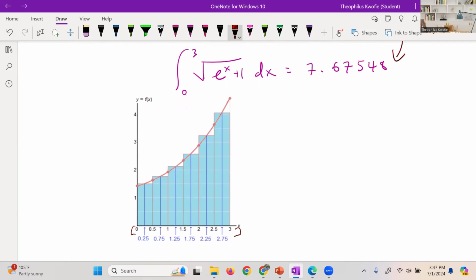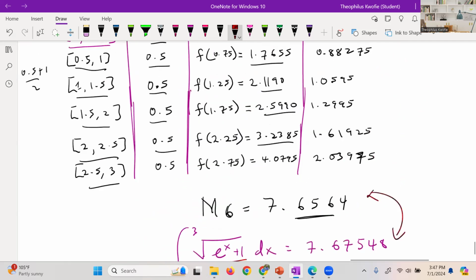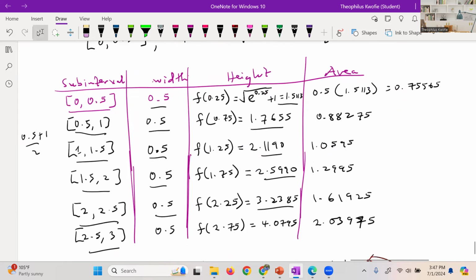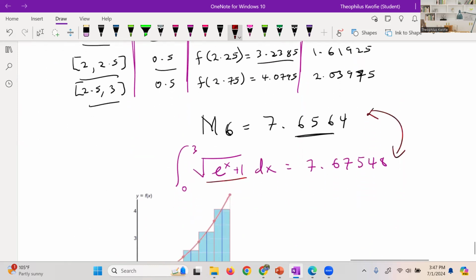And these midpoint values, we plugged them into the integrand, and remember, the integrand is this. We plugged that into the integrand to give us the height. And then the next thing we did was to multiply each height by the width. Okay, and the width in our case was 0.5. So for each height we multiply it by 0.5. Afterwards we add all the areas together, and that gave us this particular value.